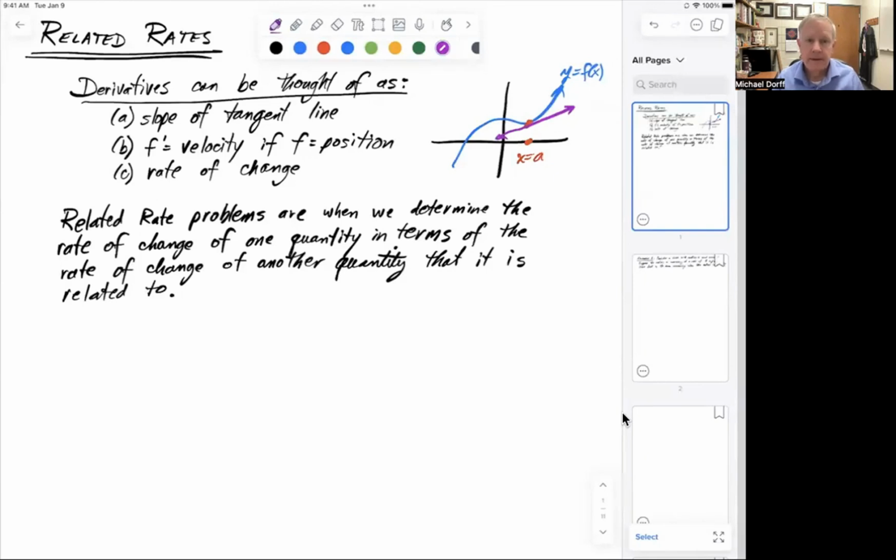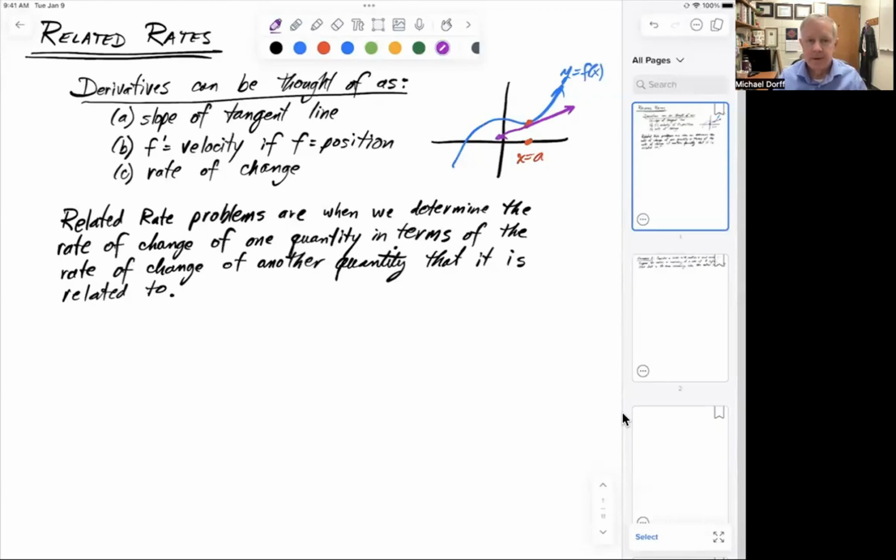A third way is rate of change. And this is the most general way, and it's really a cool way to do it because it applies to lots of different problems. We saw some of that in the previous video. Today, though, we're going to talk more about this idea of rate of change. In particular, we're going to talk about things called related rate problems. Related rate problems are when we determine the rate of change of one quantity in terms of the rate of change of another quantity that it's related to.